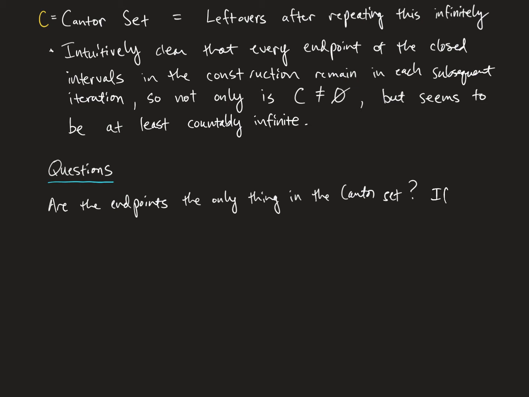If not, is it still countable? There might be other stuff, but maybe only a few other things, right? Or maybe just a countable set of other things. So it might still be countable. So is it still countable? Maybe it's uncountable.